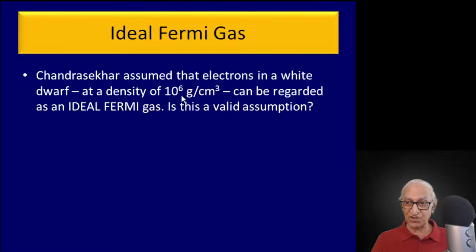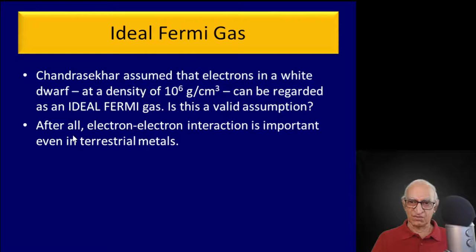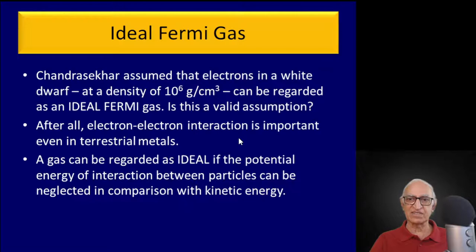But here you're dealing with matter not at a few grams per cubic centimeter density, but a million grams per cubic centimeter density. Now, under those extreme conditions, can you still regard the Fermi gas as being an ideal gas? Is this a valid assumption? Let's examine this. After all, electron-electron interaction is important even in terrestrial metal. Now, can you assume this? So, let us now discuss this.